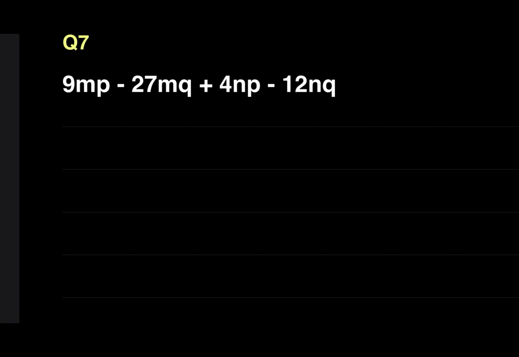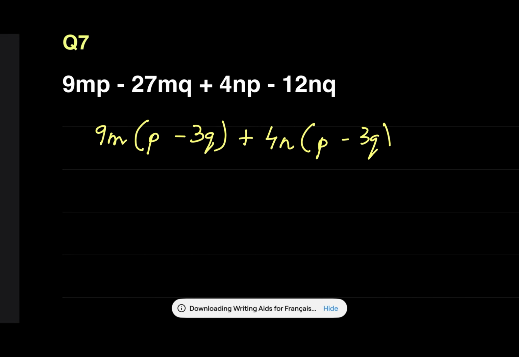The next question number 7. 9 and 27, 9 is common. M is common, is coming out. Okay, 9. P minus 9 3s is 27q plus 4n is common because it's there in both. P minus 3q.